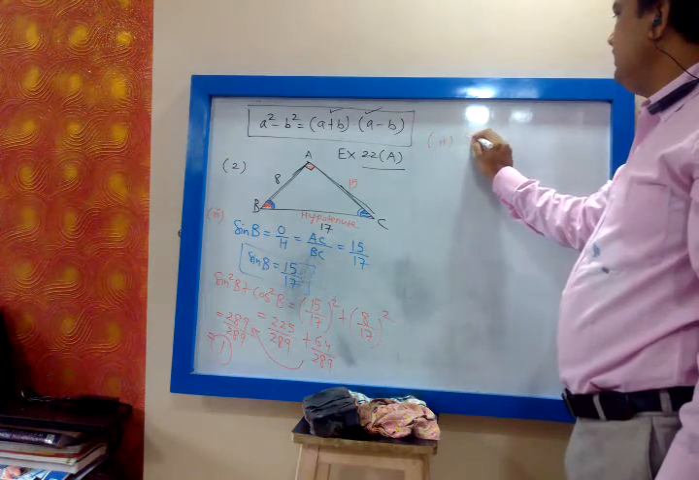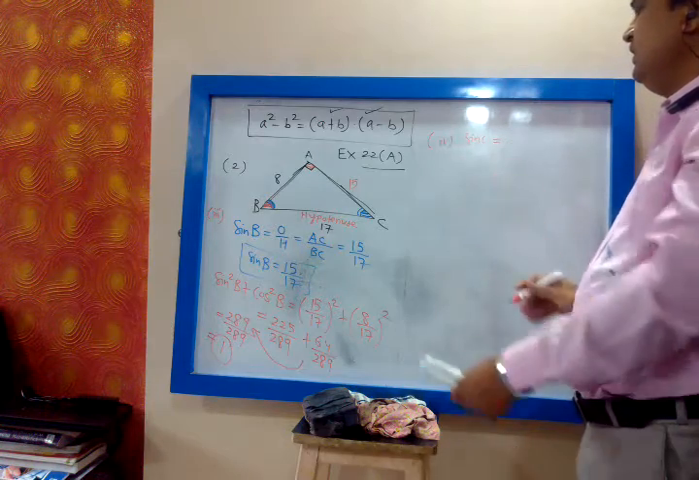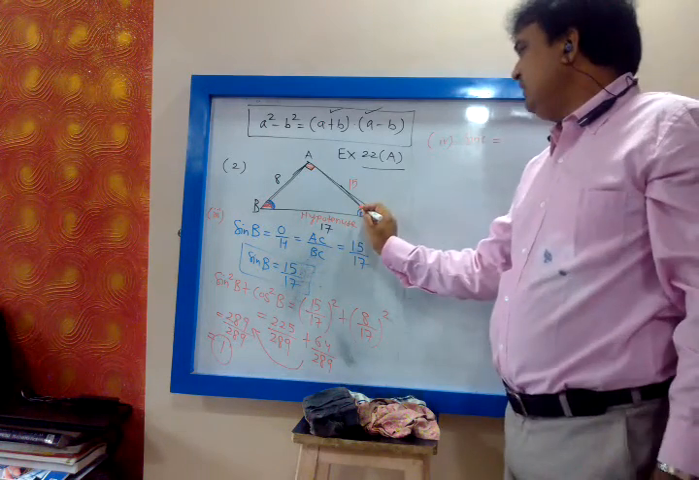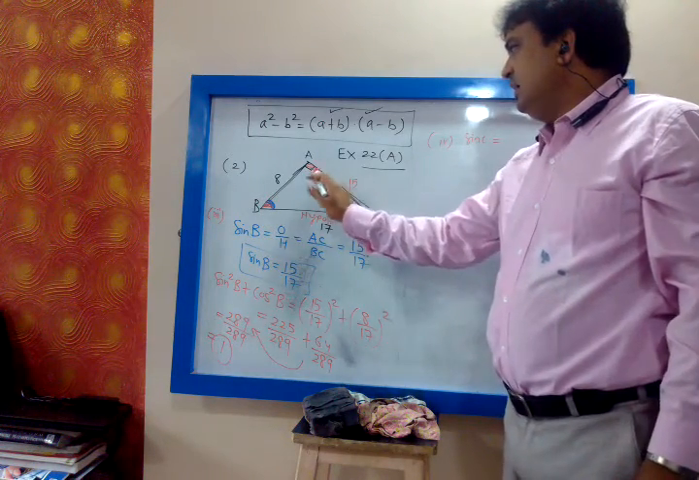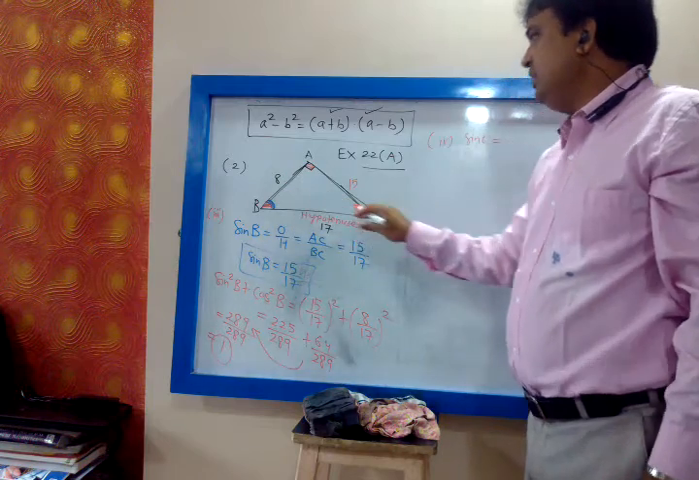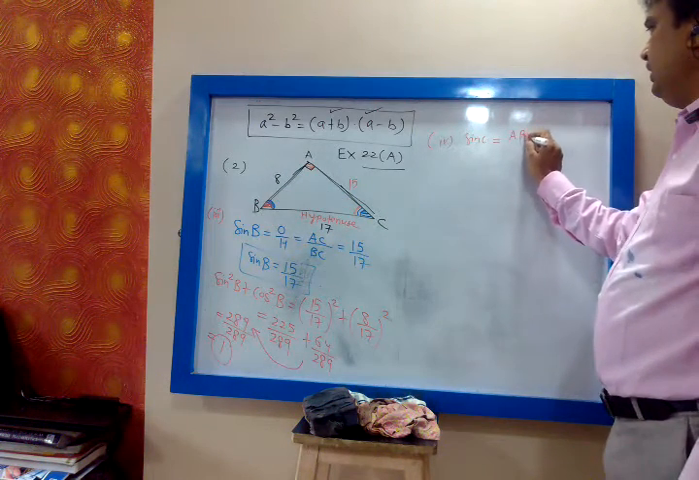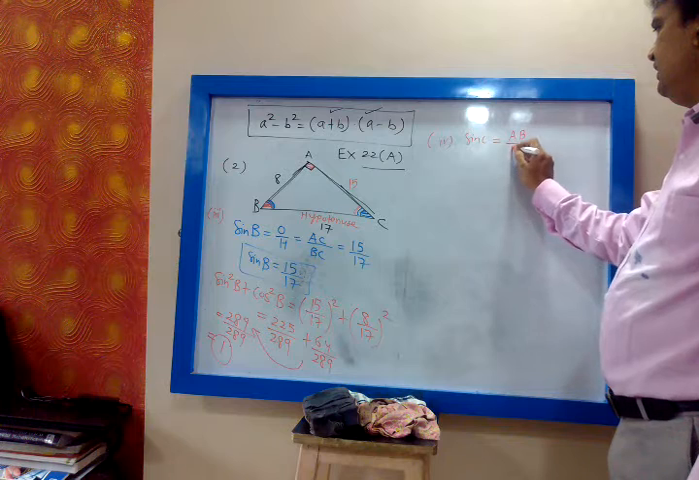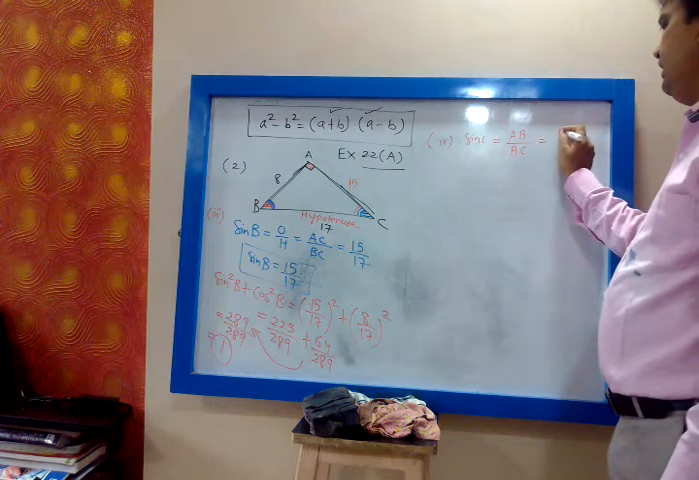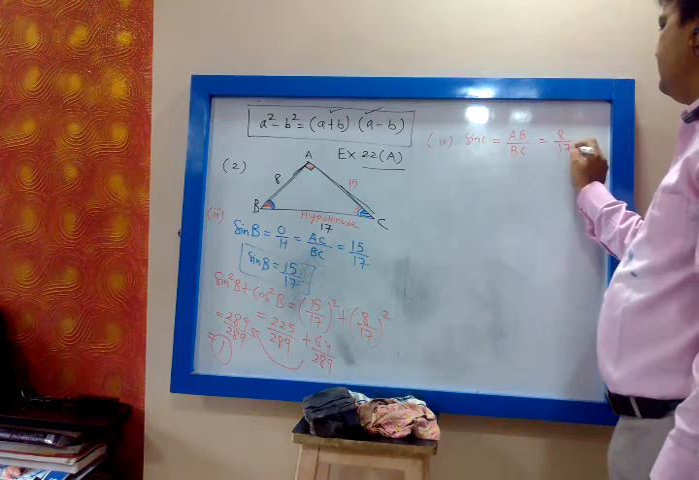Find cos C and sin C. What is sin C? Now C is my reference angle, my dear. So that is opposite upon hypotenuse, so that is AB upon BC. AB is 8 upon 17, so sin C is 8 upon 17.